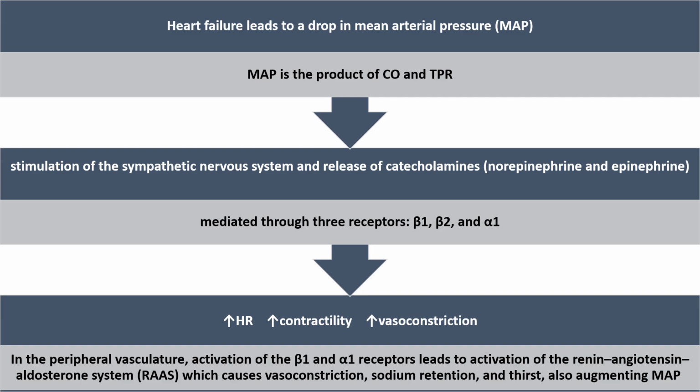And in the peripheral vasculature, the activation of the beta 1 and alpha 1 receptors leads to activation of the renin-angiotensin-aldosterone system, which causes vasoconstriction, sodium and water retention, and thirst. All of these will augment the mean arterial pressure. So all these resultant effects will be favorable: vasoconstriction, water retention, increased contractility will help maintain cardiac output and mean arterial pressure.